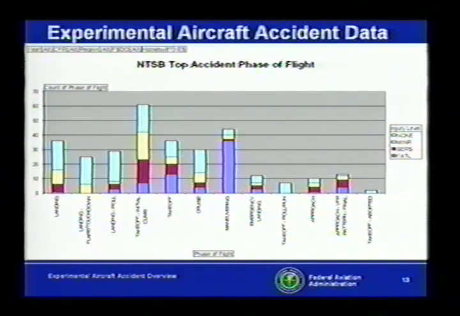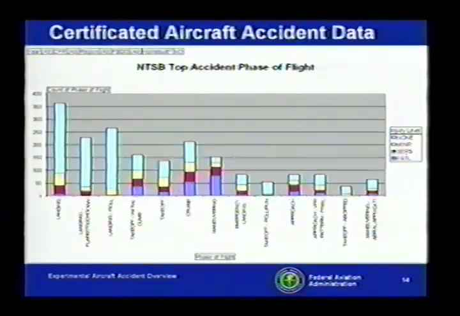Okay, so if we look at this phase of flight, look at maneuvering, cruise, takeoff, and initial climb. If an accident occurs in any of those phases of flight, it's highly likely it may be fatal. And that makes sense. You're carrying a lot of energy, usually some airspeed, and you're away from the ground. They say that landing is the only mandatory part of a flight. Everything else is optional. For experimental, there's not as many landing accidents because the majority of the accidents happen in other than the landing configuration. Here's certificated, same data set.